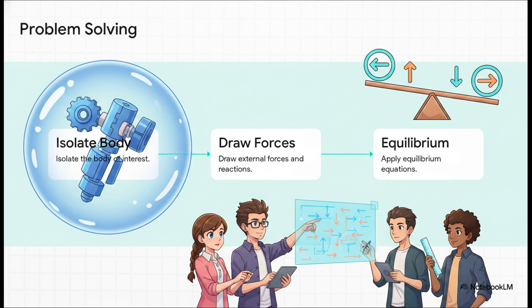1. Isolate the body. 2. Draw your forces and reactions carefully to create your FBD. And 3. Apply those equilibrium equations, which usually just means setting the sum of your horizontal forces to 0 and the sum of your vertical forces to 0.